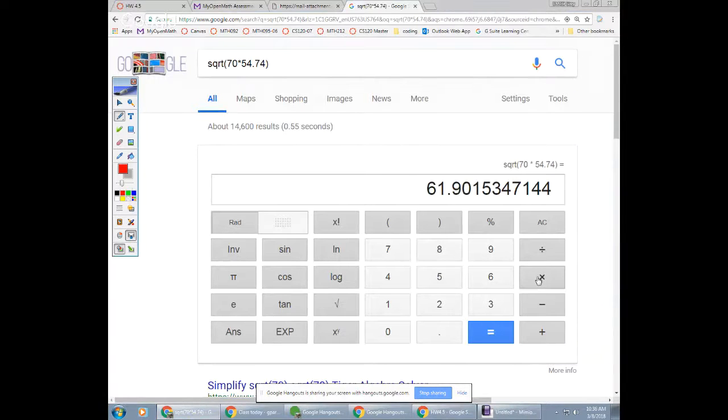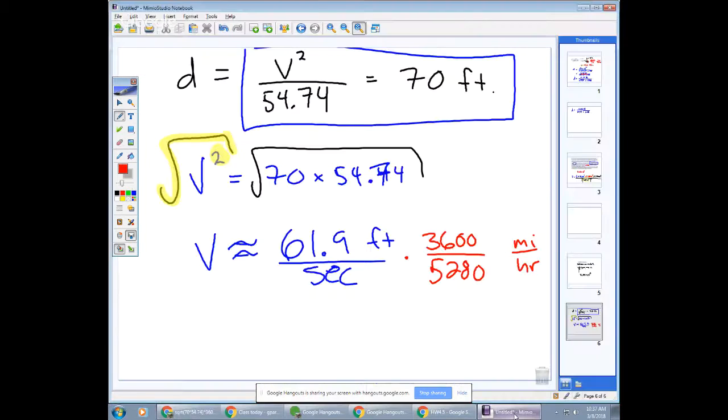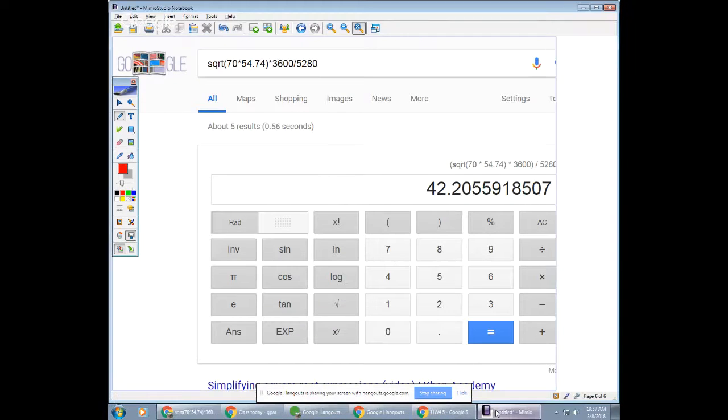Times 3,600 over 5280. And I get 42 miles per hour. .2 maybe. 42.2.